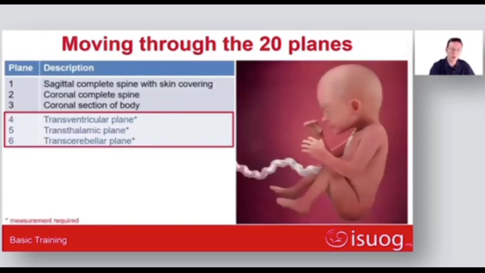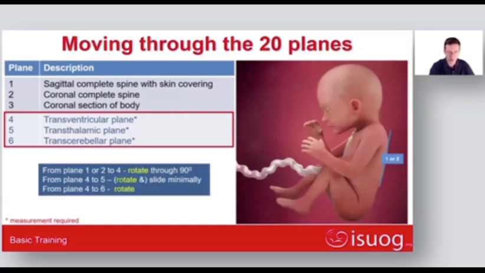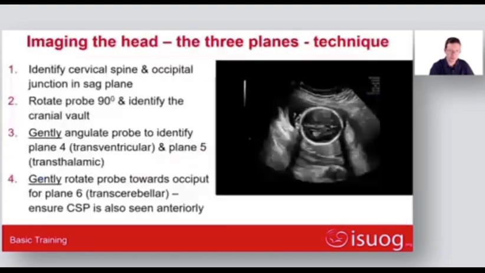Let me now explain how to obtain these planes. The technique is the same if the fetus is in cephalic or podalic position. First, we need to obtain a longitudinal view of the spine. And then we move the probe towards the neck and the cranium, and we rotate the probe 90 degrees to obtain the transventricular plane. Once we obtain the transventricular plane, we can slide down to the transthalamic plane and rotate again through the posterior fossa to obtain the transcerebellar plane.